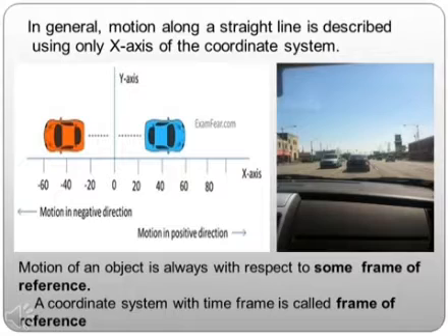Here I attach a coordinate system which consists of two axes, x-axis and y-axis, with the moving objects. This kind of coordinate system with time frame is called a frame of reference. Motion of an object is always with respect to some frame of reference.